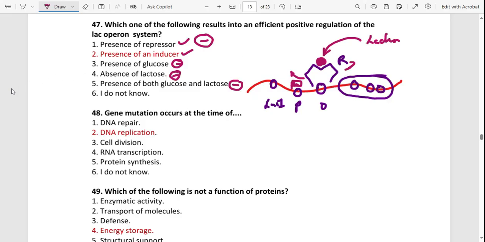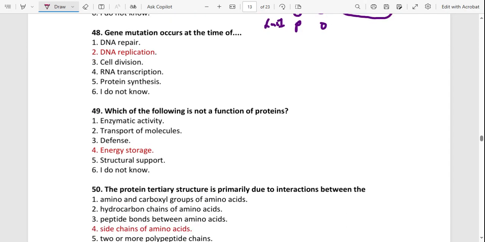Gene mutation occurs at the time of DNA replication, DNA repair, cell division. So during replication, this is where most of the mutations happen. In the cell cycle, remember, we had the M phase, and then we have got G1, S, G2. It's during the S phase where replication is happening.